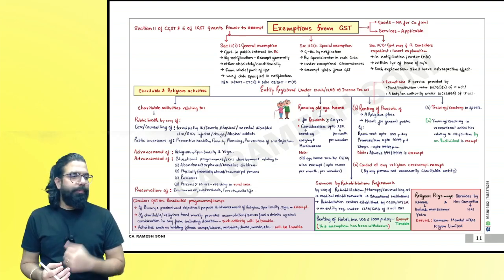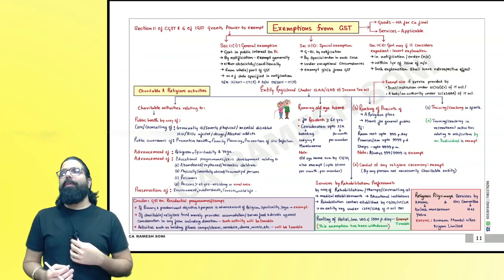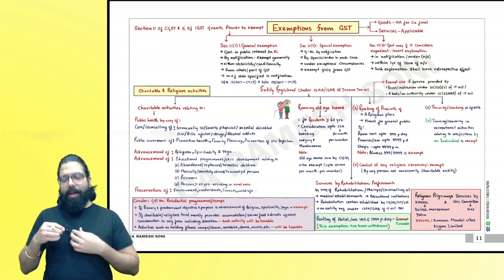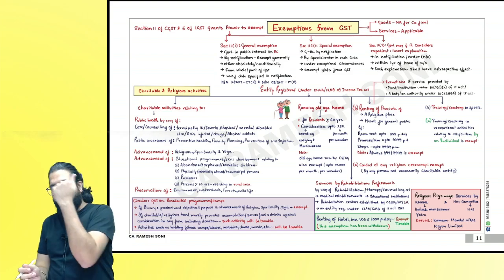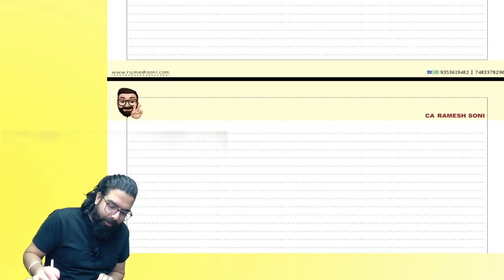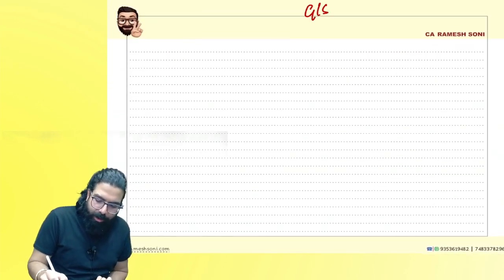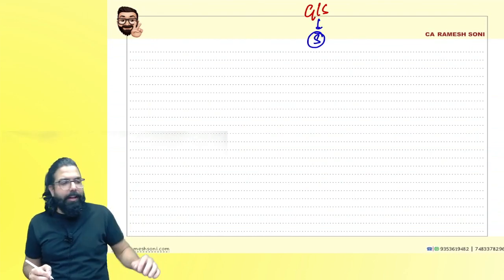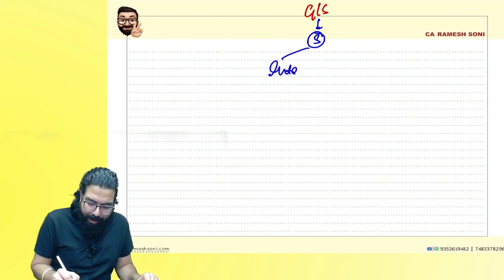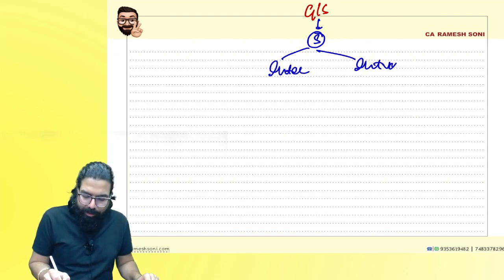Everyone over here now. The next chapter which we are going to revise is the chapter of exemption. Let's take a quick linking and then we'll go ahead. We started learning GST with goods or service. Goods or service has to be supplied. Supply can be either interstate supply or intra-state supply.